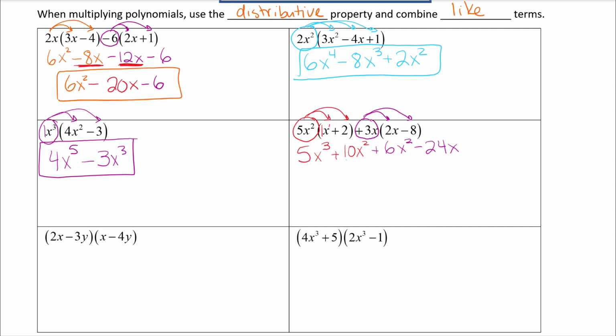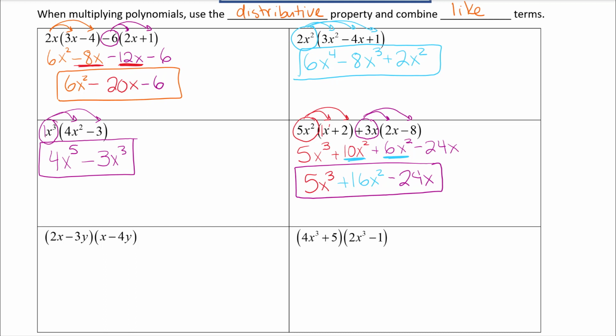Now I can combine like terms. I see like terms on x squared. The first term, 5x cubed, doesn't have any partners, so it just comes down. 10x squared plus another 6x squared is 16x squared, minus the 24x. And there's nothing else that can combine, so I am now done.